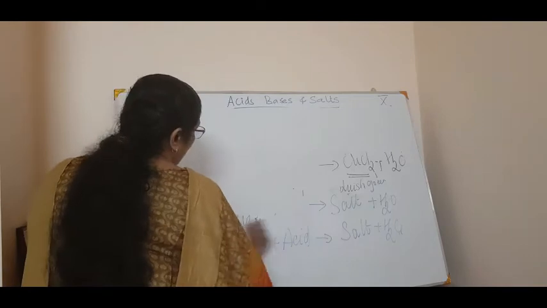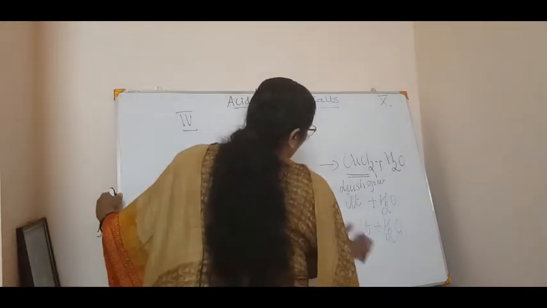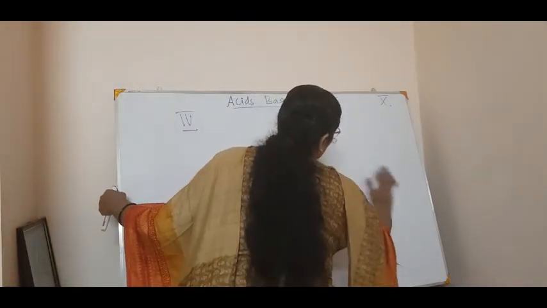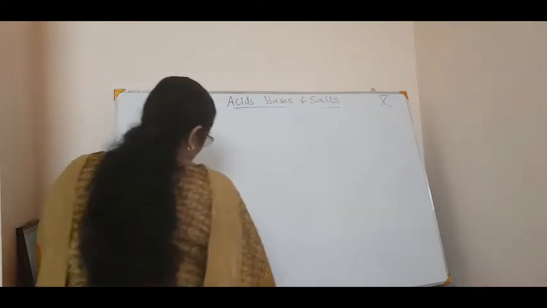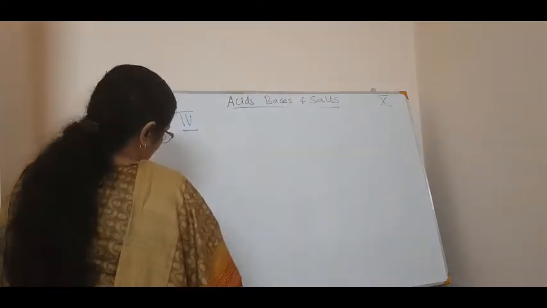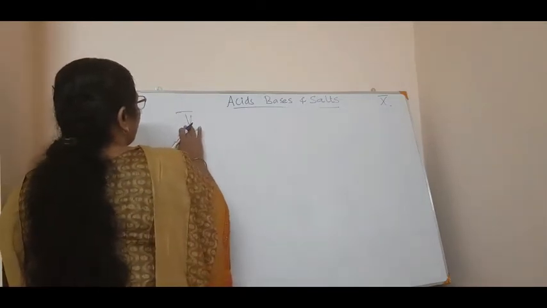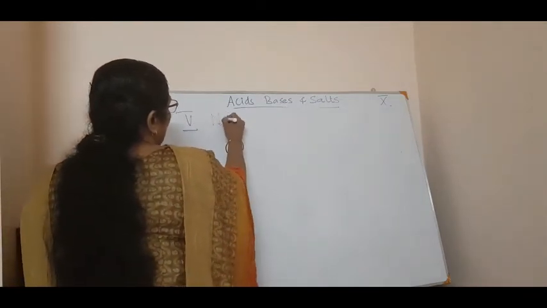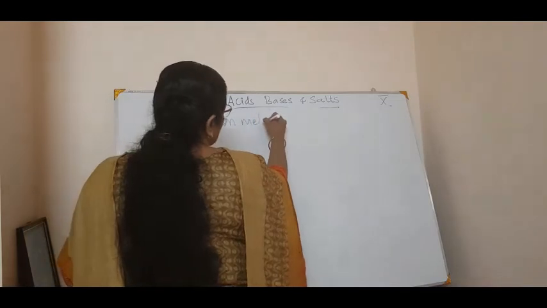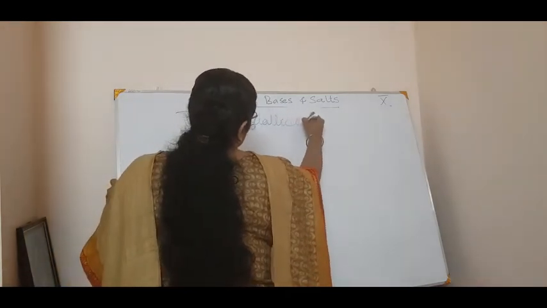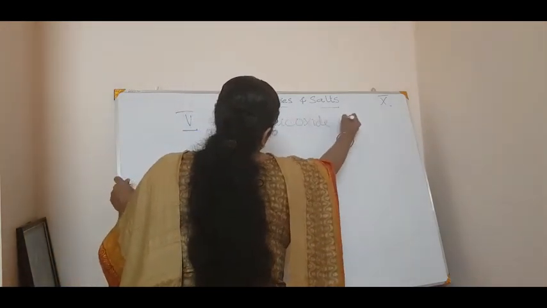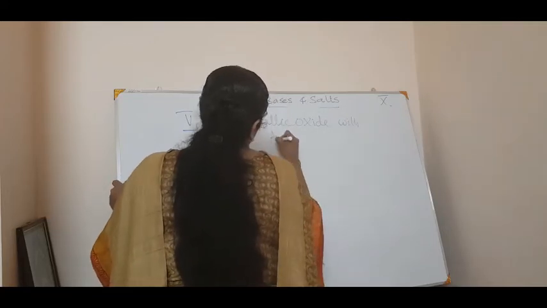What is it? The reaction of non-metallic oxides with the bases. Okay, that's the last reaction in this reaction type. So we will see the fifth reaction: the reaction of non-metallic oxides with the acids.